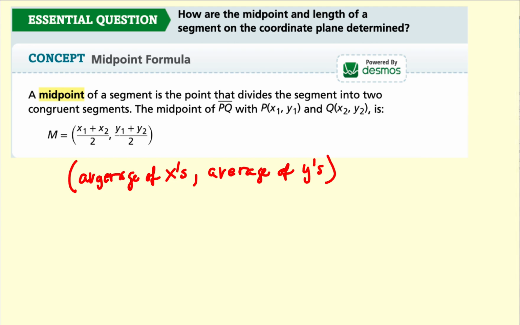Let's take a look at a midpoint. A midpoint, we have learned what it looks like in terms of points. It's the middle of a line segment. But what is it in algebra? Well, in algebra, if we take a look at the coordinates, it's actually the average of the x's is the x coordinate and the average of the y's is the y coordinate.